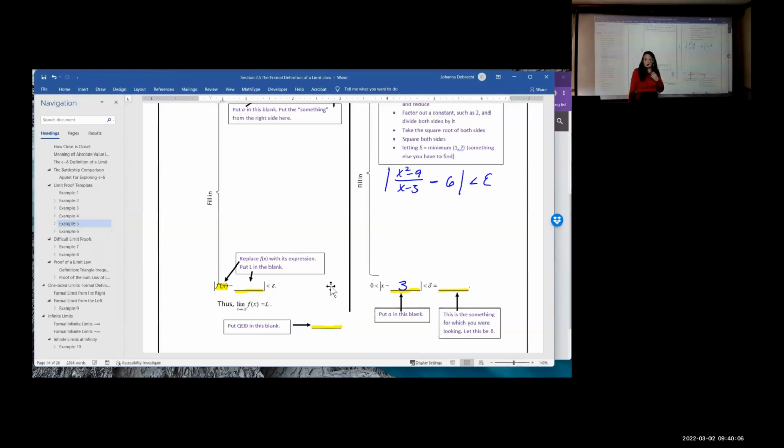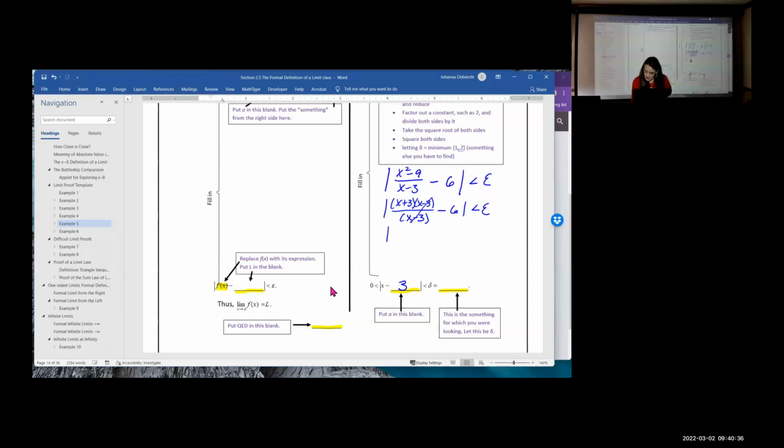When in doubt, factoring? Yeah, Caleb's right. Let's try to factor this. So we're going to factor the x squared minus 9 into x plus 3, x minus 3 over x minus 3. Then we have the minus 6 less than epsilon. What happens to the x minus 3s? They cancel. Yeah, they go away.